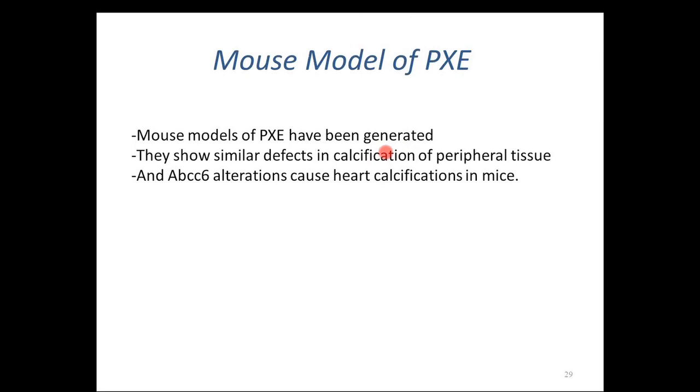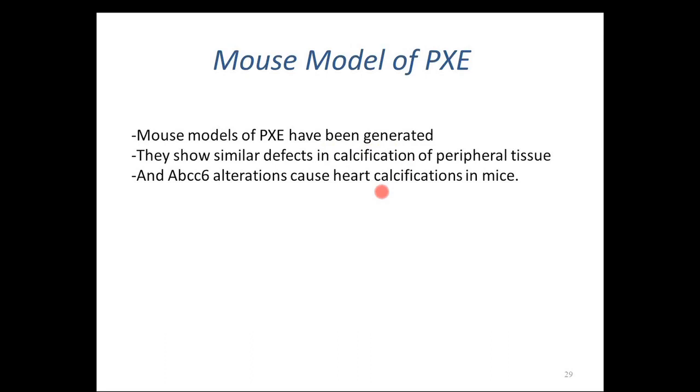Now, meanwhile, at least two groups had made mouse models of PXE. They had knocked out the gene for ABCC6. And what has been fortunate, mouse models for human genetic diseases don't often show the same phenotype, but in careful looking at regions of the skin of these mice, you can see a calcification defect very similar to what happens in the case of the human.